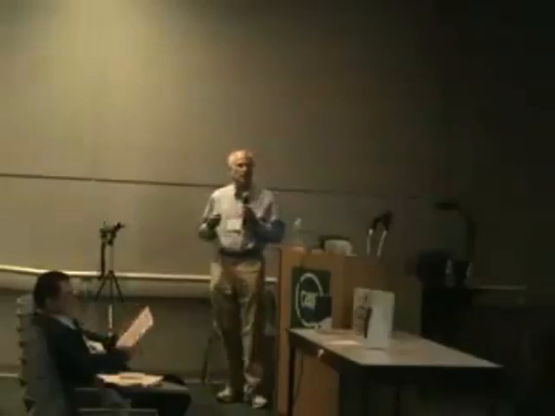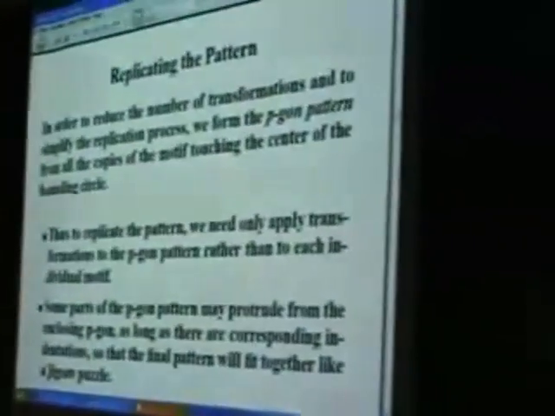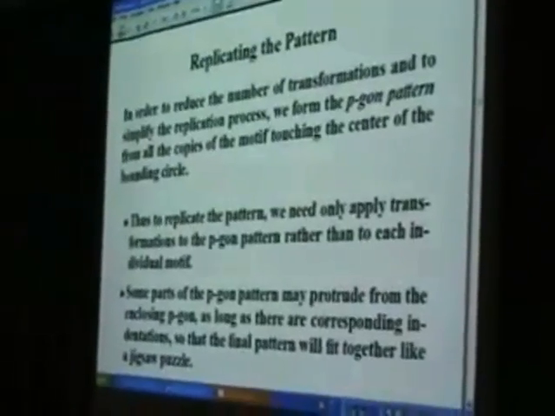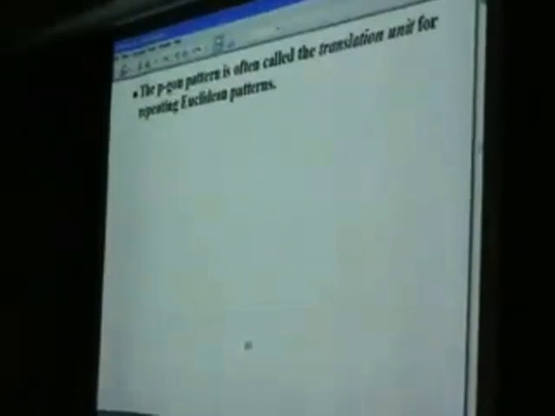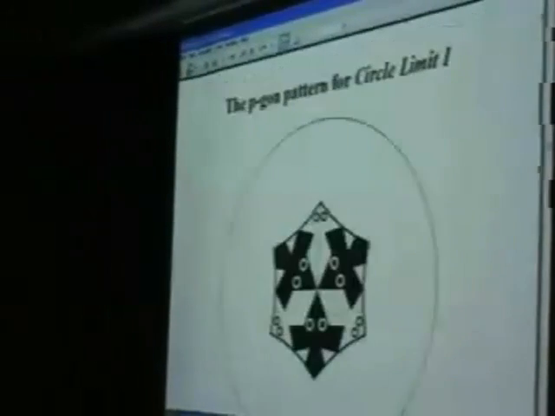And in order to replicate the pattern, what I did is I simplified things. Rather than using a single motif, I used all the copies of the motif that were arranged around the center of the bounding circle, and I call this the so-called polygon pattern. This facilitates the replication process, means you have fewer transformations to apply, and so forth. And this concept of aggregating the motifs around a point, you see that in Euclidean repeating patterns too, where it's called a translation limit.